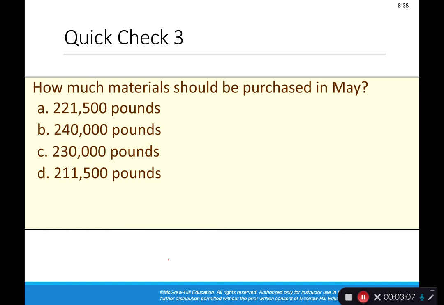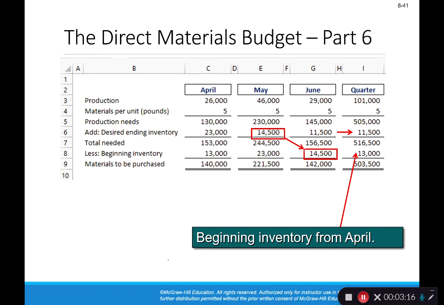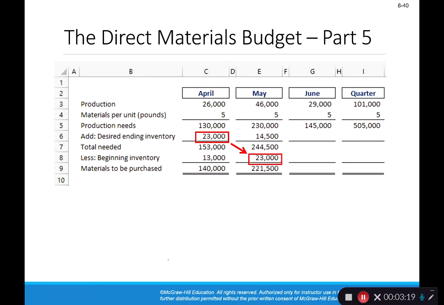If you paused the video, you should now have an answer, and hopefully that answer was 221,500. How do you get that? Well, you're going to first take your desired ending inventory for April. That becomes beginning for May. The desired ending inventory for May would be 10% times the 145,000 pounds we need in June because we want 10% of the following month. And then when you add it all together, you get to 221,500.